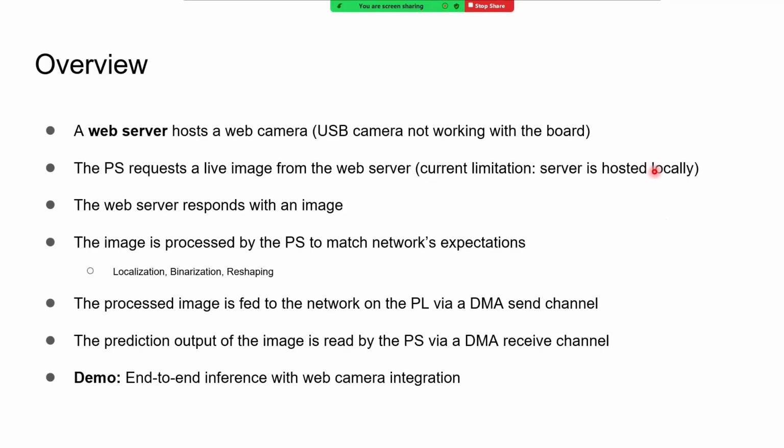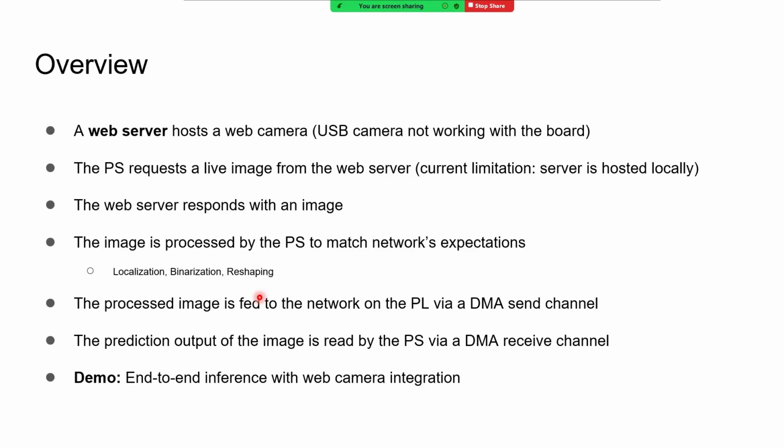In terms of the overview, we have a web server that hosts a web camera. The processing system can then request a live image from this web server. The web server responds with an image. The processing system can then process this image to match the neural network's expectations, because the image captured by the web server has a much higher resolution. So we do some image processing to make it compatible with the neural network's expectations.